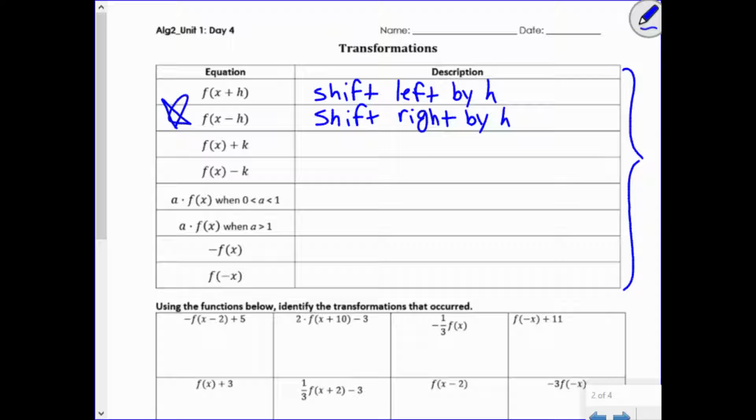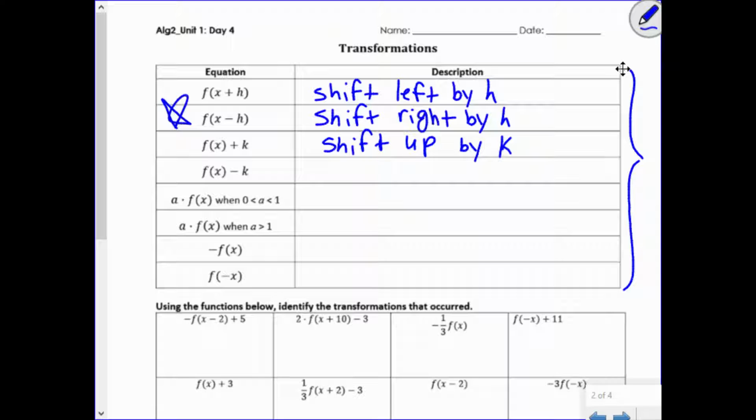What do you think these are? Instead of inside the function, they're at the very, very end of the outside. What do you think those would do if you add something to the end? We took care of left and right. Up and down. So if you add something to the end, that's going to shift up by k. Because this number is not inside of the radical, you can think the way you normally would. Because we're adding, you go up. You don't have to reverse your thinking.